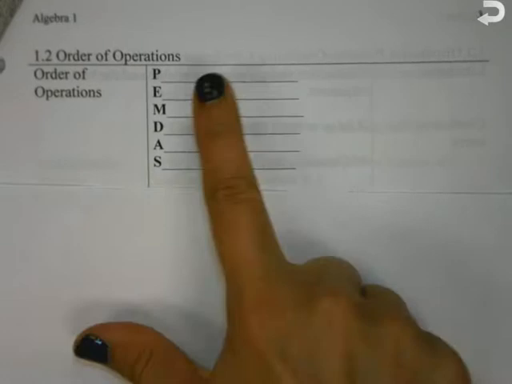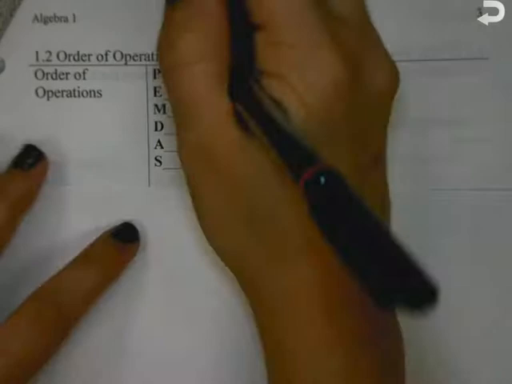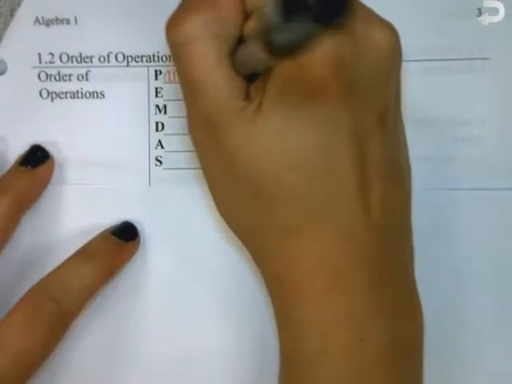Here's our note. What does the P in PEMDAS mean? Nancy. What does the P in PEMDAS mean? Do you know? Thank you. It's parentheses. Okay? So, the P stands for parentheses.